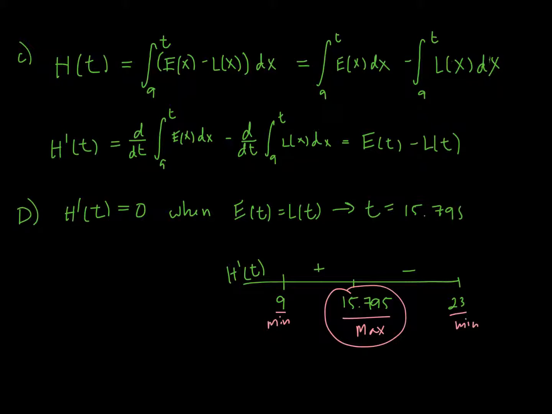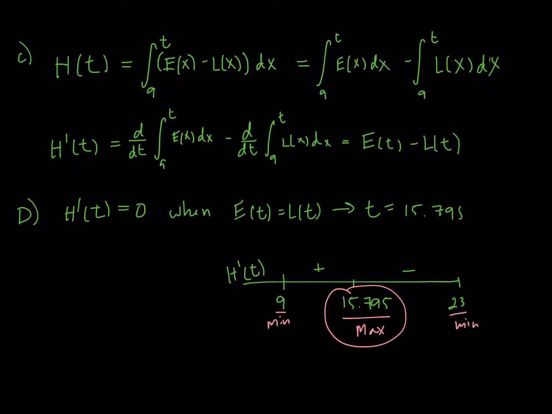I want to find the maximum number of people that are in the park for part D. Since I know that h represents the number of people in the park at any time t, I want to find the maximum of h. I can find the extrema of h by looking at the critical points, so finding where h prime is equal to 0. h prime is simply e of t minus L of t. So when that is equal to 0, that will mean e of t is equal to L of t.